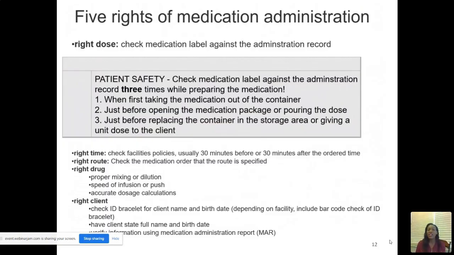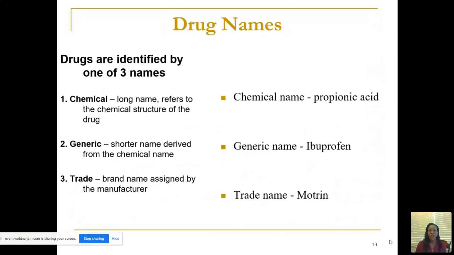So these things really do matter. You need to go over them in detail because that could very well be a question. Of course, the right client, we need two forms of ID. Just asking Mrs. Jones her name is not good enough. At least two. All right, so you're going to go through that in detail.